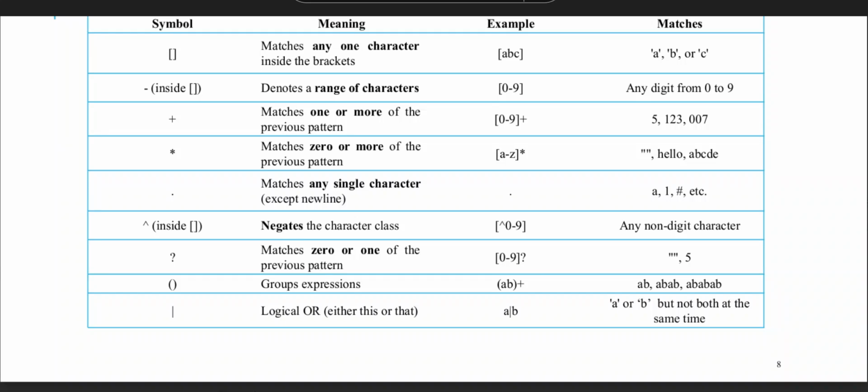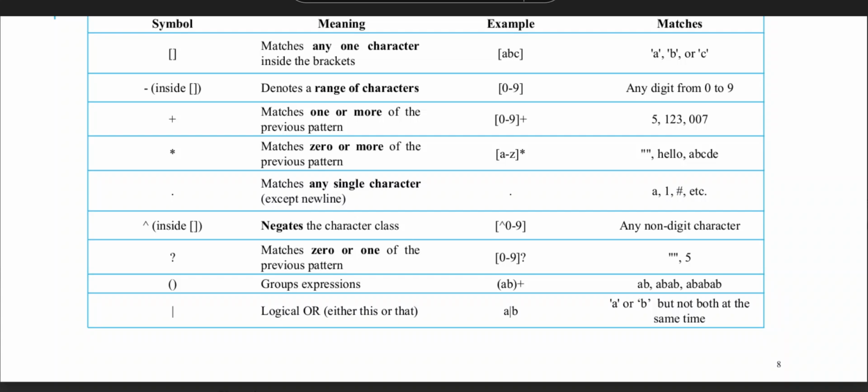Okay, next is the plus sign. The plus means that the previous pattern must appear at least once. For example, if we write inside square brackets 0-9 and then plus, this will match numbers like 5, 123, or even 007. Basically one digit, two digits, or many digits, but it won't match an empty string because plus means one or more.